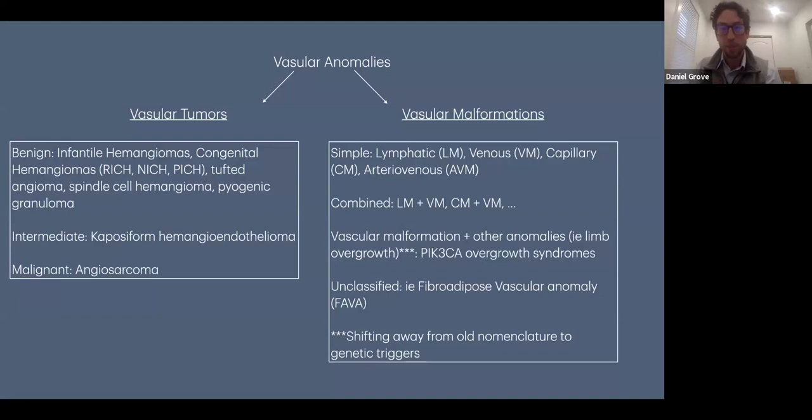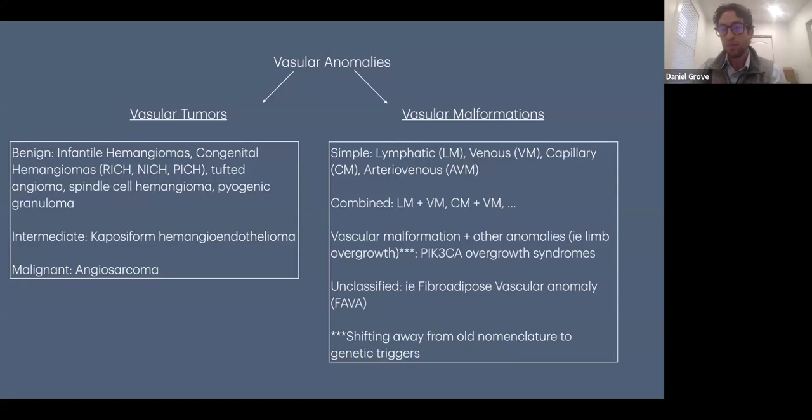So we break them down into simple vascular malformations, meaning just one vessel involved, such as lymphatic or venous or capillary or arteriovenous, AVMs. Due to the genetic etiology and overlap with how these vessels develop, commonly patients will have more than one vessel involved. So they might present with a combined vascular malformation, such as a lymphatic and venous.